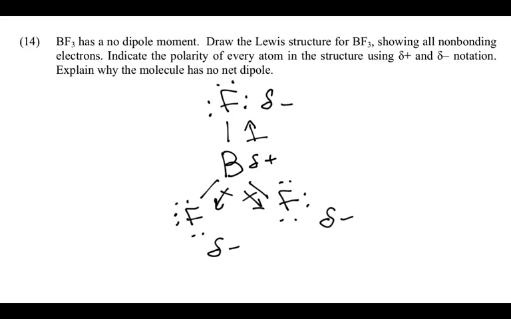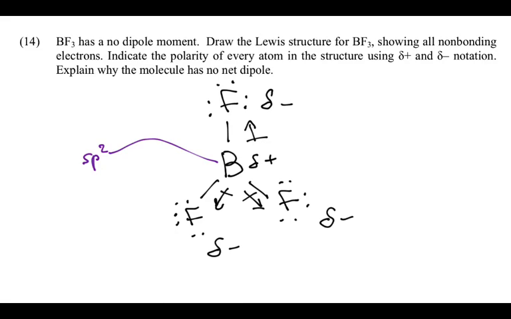What's the steric number on the boron? 3. Steric number is 3. So what's the hybridization? sp2. Yes. It's sp2. That's right. And so it's trigonal planar.